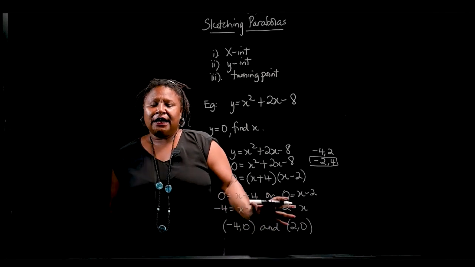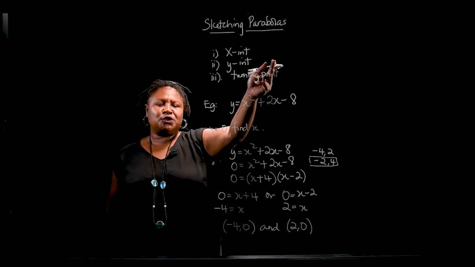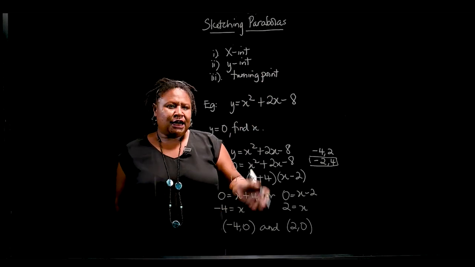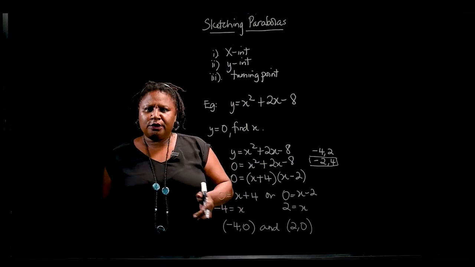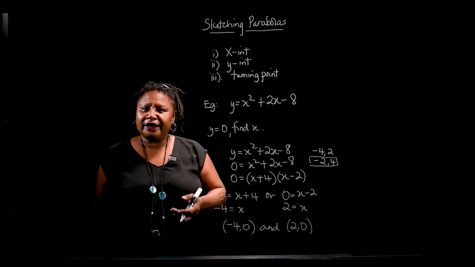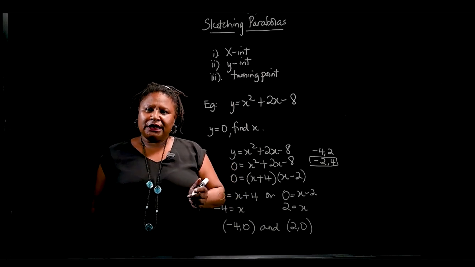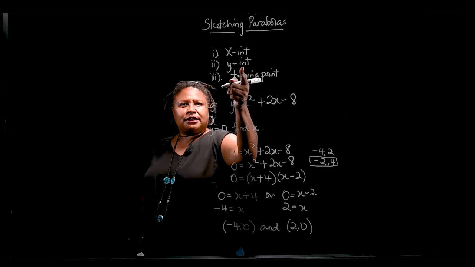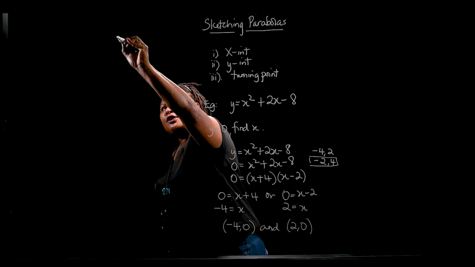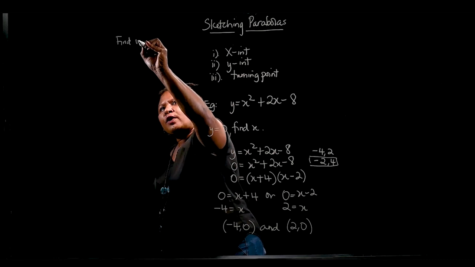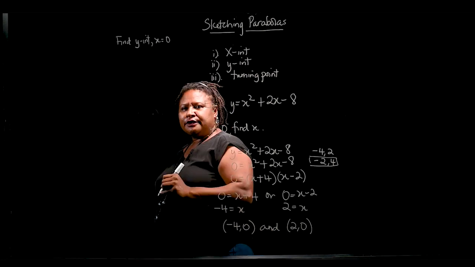That's the first set of points we need for sketching the parabola. The next thing to do is to find the y-intercept. Now when we are finding the y-intercept, this time x will be equal to 0. That's also a fact that we've already learned: wherever the graph cuts the y-axis, x will be 0. So substitute that into the equation.